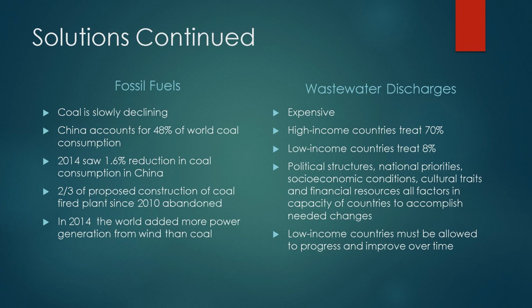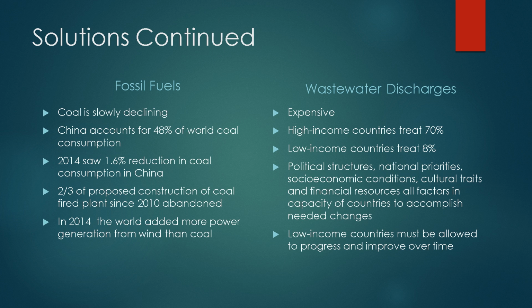Coal-fired power plants and vehicle emissions are a little more difficult matter, though coal is in a slow decline in most places. Currently, China is the world's number one user and producer of coal. They account for 48% of worldwide coal consumption and burn more coal than the United States, Europe, and Japan combined.